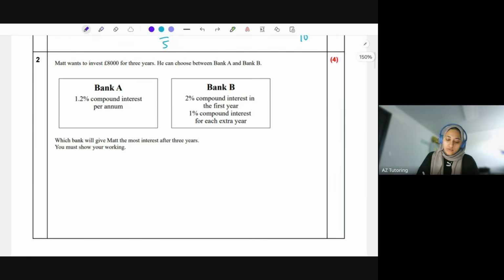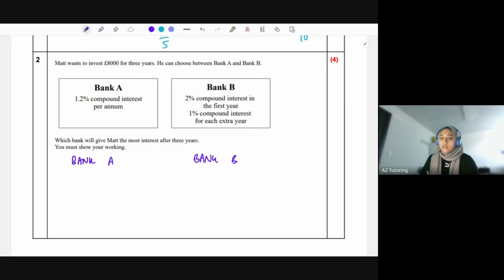Moving on to question 2. Matt wants to invest £8,000 for 3 years. He can choose between Bank A and Bank B. Which bank will give Matt the most interest after 3 years? So for 4 marks, this was on a higher paper. So we've got Bank A, we've got Bank B.